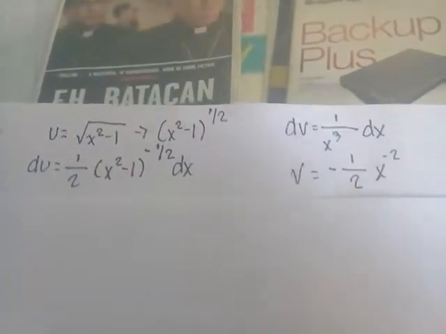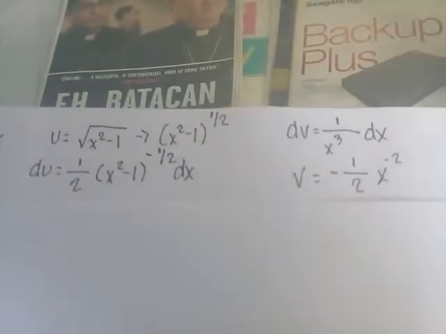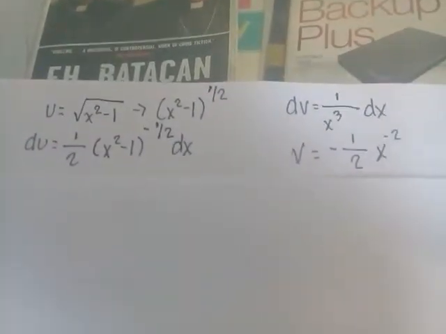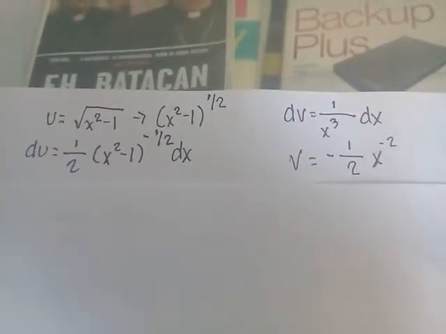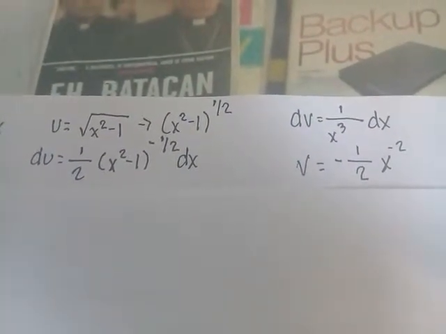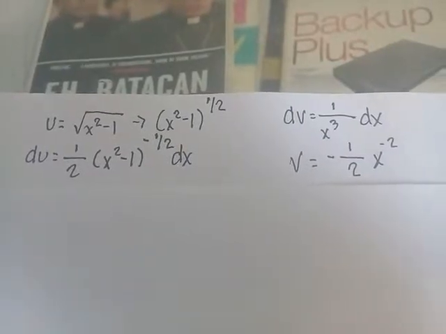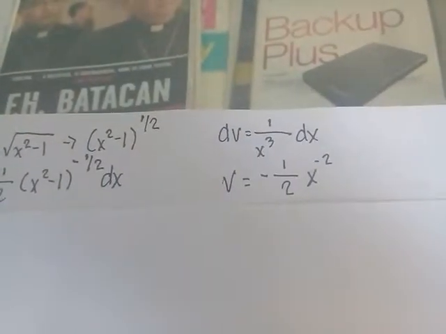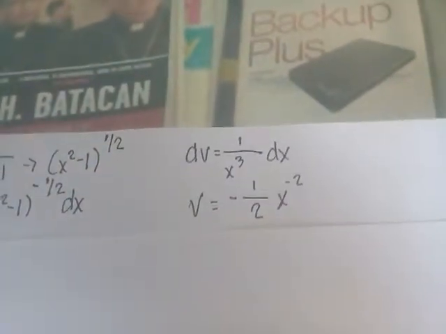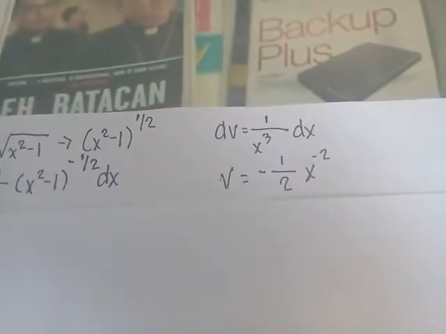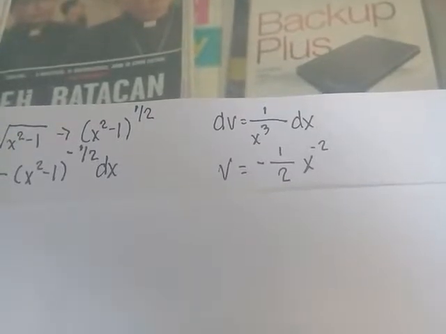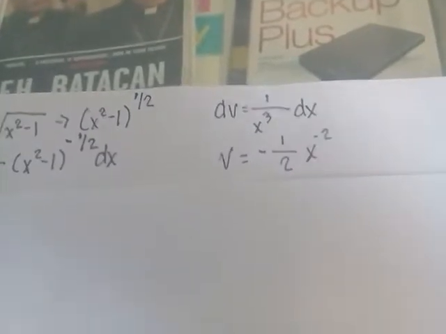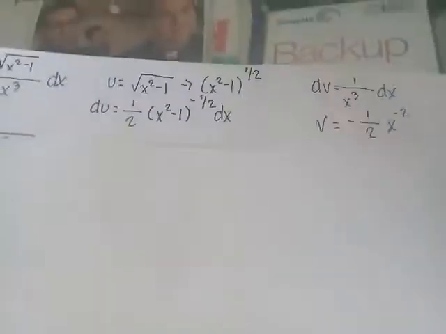And then for its derivative, we will use the chain rule. So 1/2 quantity x squared minus 1 raised to negative 1/2 dx. For our dv, we have 1 over x cubed dx. Then for its integral, we have v is equal to negative 1/2 x raised to negative 2.